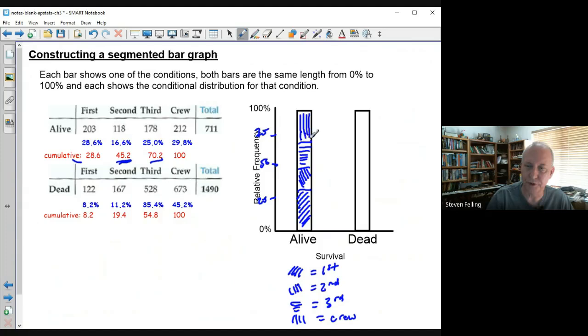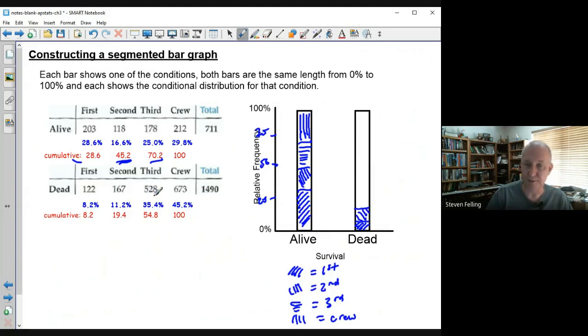Okay. So this is one of the bar graphs for the segmented bar graph, the segments in the bar graph. I'm going to have to do the same thing for the dead ones, the people that didn't survive. So first class passengers, only 8% were dead. So if that's 25, that's 20, that's 10. So maybe down here using the same shading. Second class was 11%. If you add it to the 8 that was there, it brings it up to about 19%. So maybe about here, using the second class shading.